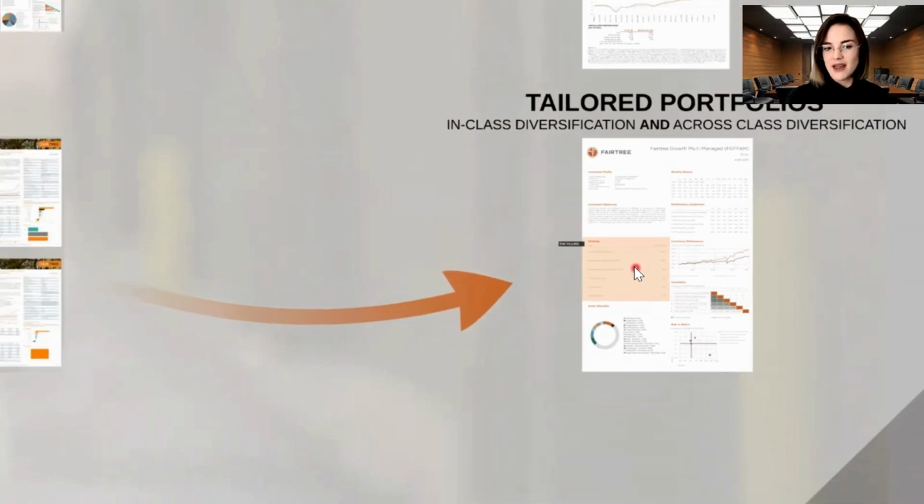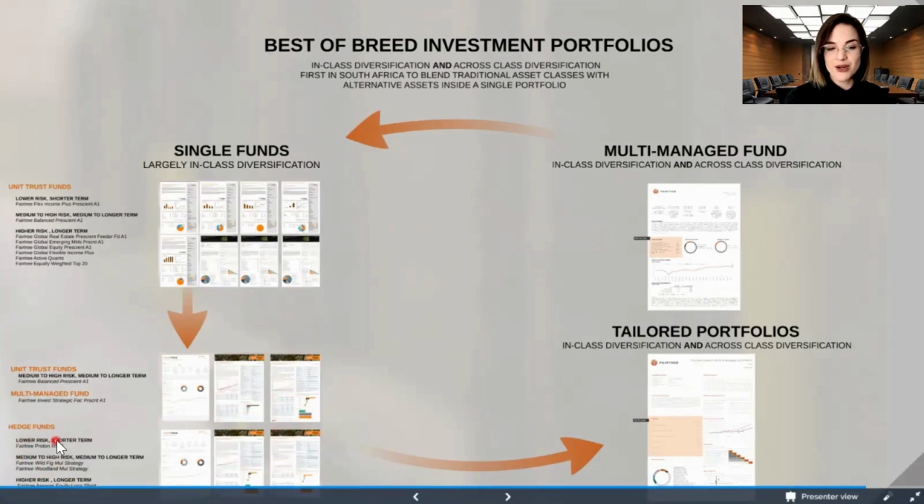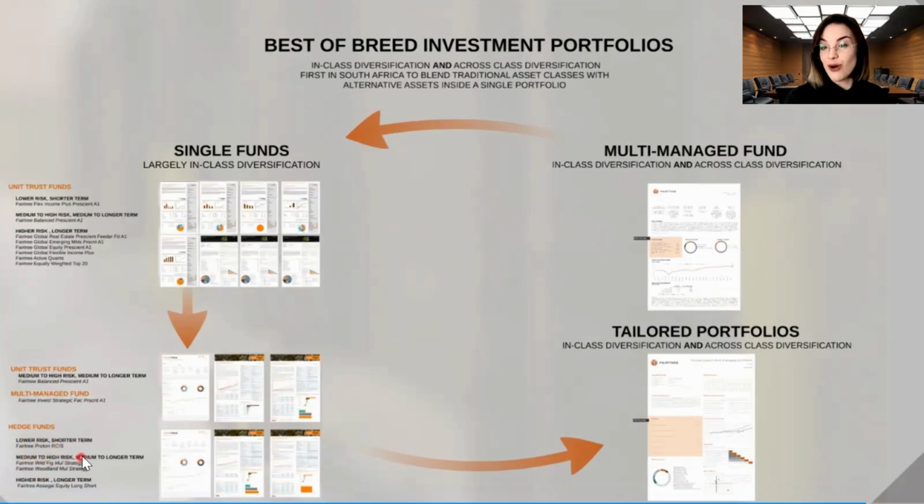So here we see the Invest Strategic Factor, which is over here, the same fund, and we have a variety of other funds added alongside it. So we've got our unit trust funds being our medium to higher risk, which is the Fairtree Balanced Fund coming in. Then we've got the multi-manager fund, which is the Fairtree Invest Strategic Factor Prescient Fund. And then we have 4 hedge funds coming into play over here, with the lower risk shorter term, medium to high risk being your medium to longer term, and your higher risk being your longer term.